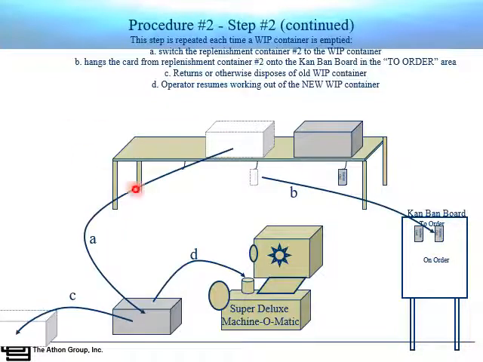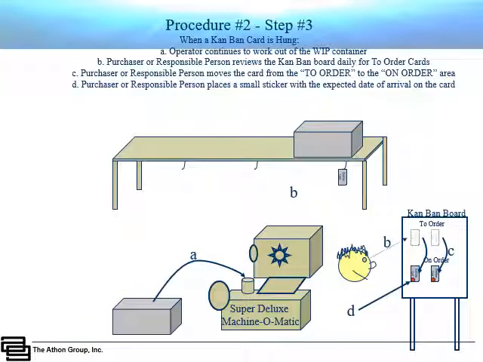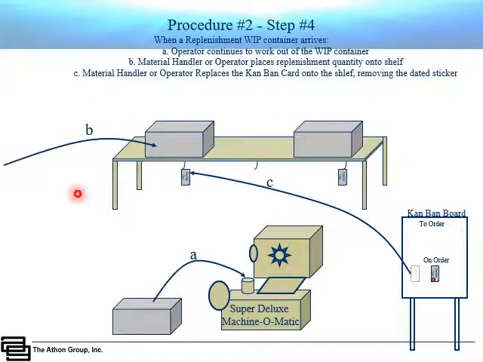Same thing, you exhaust the box, you discard the box, you hang the Kanban card, and you move the box to your work area and start working with that box. Again, the purchaser comes and notes what's going on. They reorder the cards, they hang the cards on the shelf, or they put the sticker on the shelf and they place them on order. When the material returns or arrives, they put the box on the shelf, they take the card, remove the sticker, put it on the shelf, and all is well.